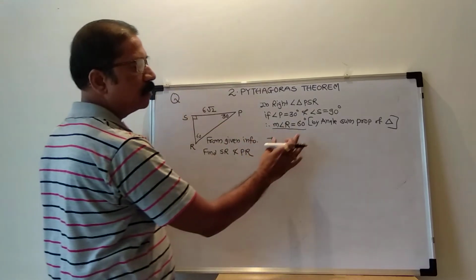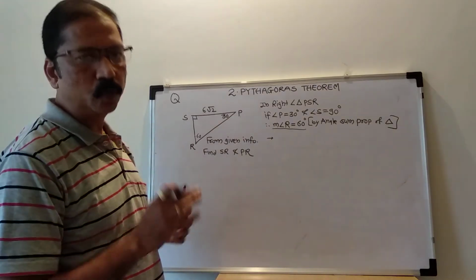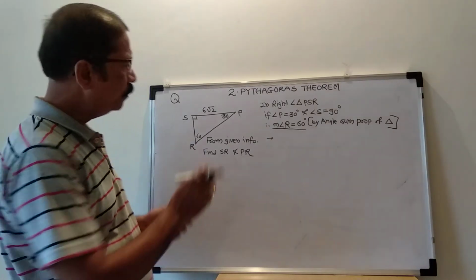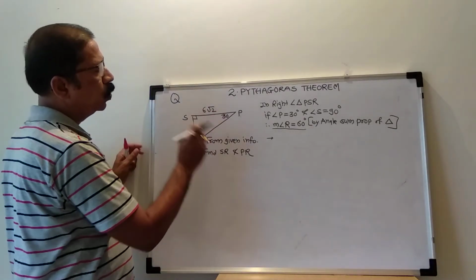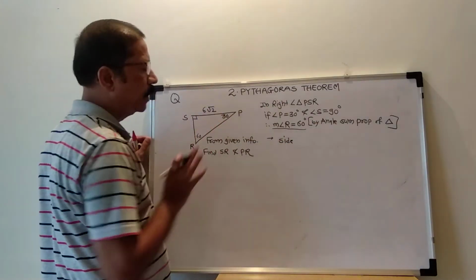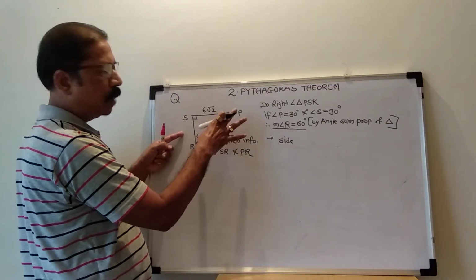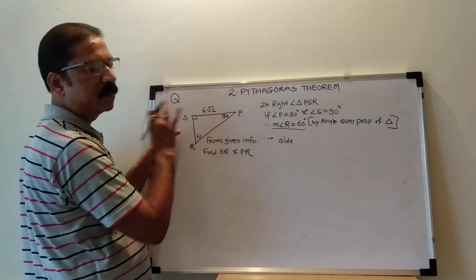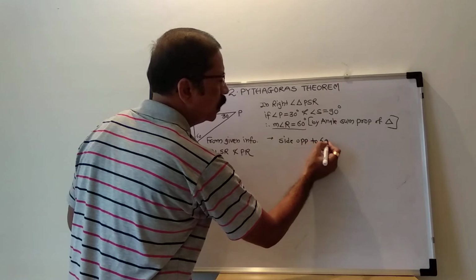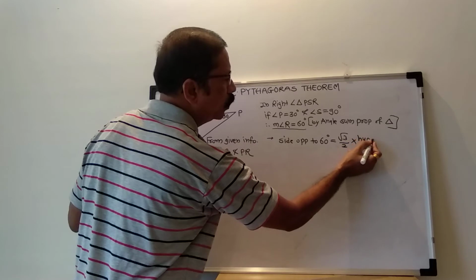While solving the sum, which formula do you have to use first? Side opposite to 30 degrees or side opposite to 60 degrees? As the side opposite to 60 degrees is known, we will start from that formula. Don't start from the side opposite to 30 degrees, because the side opposite to 30 degrees is half of the hypotenuse. Here the hypotenuse is not known, so you can't find this side. Side opposite to 60 degrees is root 3 upon 2 times the hypotenuse.